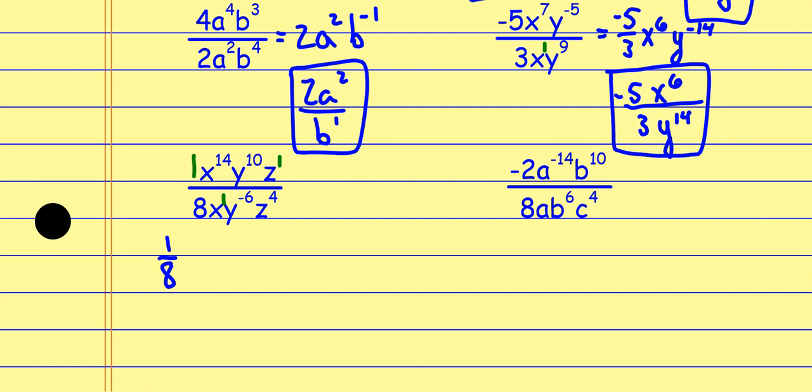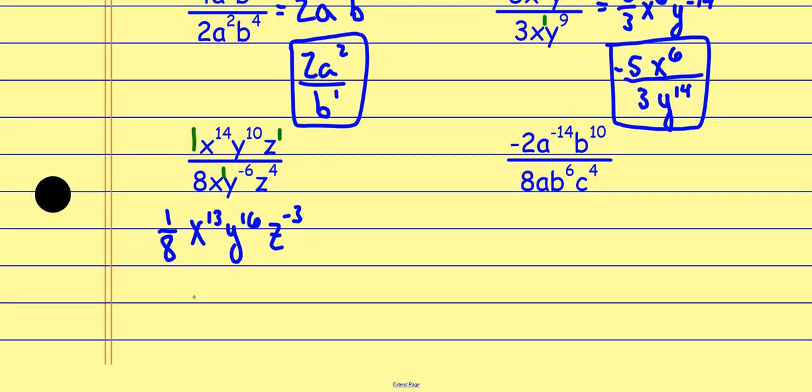So now I subtract those exponents. That's going to be an x to the 13th when I subtract. Here that's going to be a y to the 16th when I subtract. Be very careful here. 10 minus a negative 6. It's like 10 plus 6. And then this is a z to the negative 3rd. Okay, 1 minus 4. But now start dealing with negative exponents.